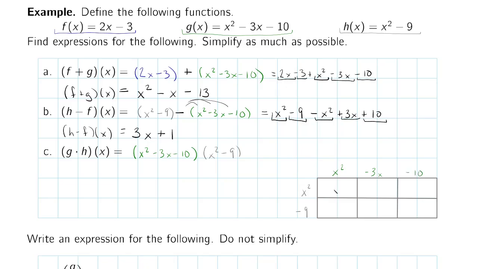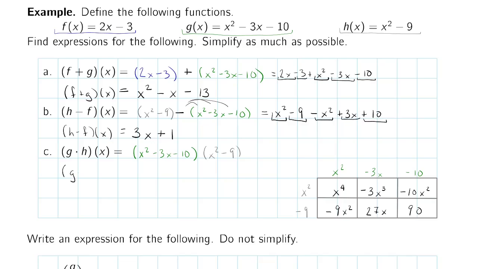X squared times x squared, that's x to the 4th. X squared times negative 3x, that's negative 3x to the 3rd. X squared times negative 10, that's negative 10x squared. Negative 9 times x squared, that's negative 9x squared. Negative 9 times negative 3x, that's positive 27x. Negative 9 times negative 10, that's positive 90.